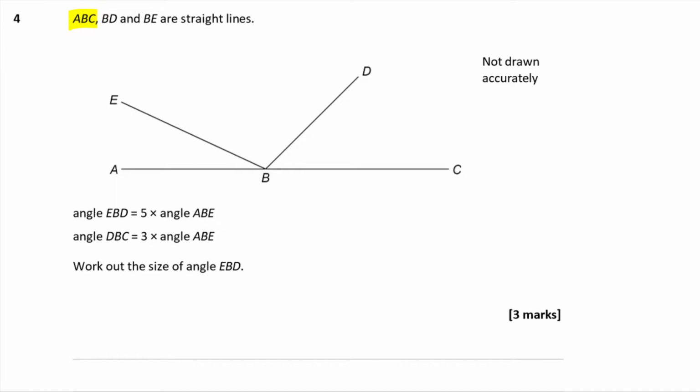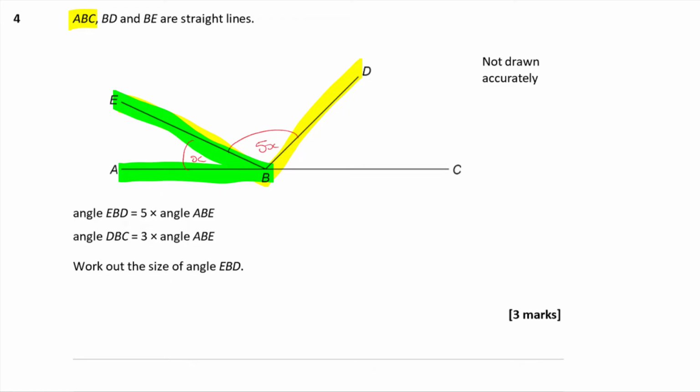Okay, so I've got ABC, so BD and BE. These are all straight lines, aren't they? Good to know. Angle EBD, where's angle EBD? This angle here is 5 times angle ABE. Where's angle ABE? Now I don't know what this angle is down here, but I know that this other one is 5 times bigger. So if I give this a value, let's say I call this one x, then this one over here is going to be 5 times as big. It's going to be 5x.